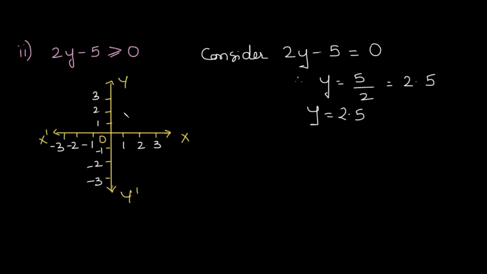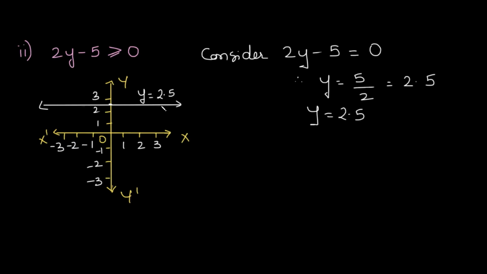And then y is equal to 2.5. Suppose that point is over here, y is equal to 2.5. So what we do is that we draw a line which is parallel to the x-axis. This represents the equation y is equal to 2.5, or 5 by 2, whatever you have it.